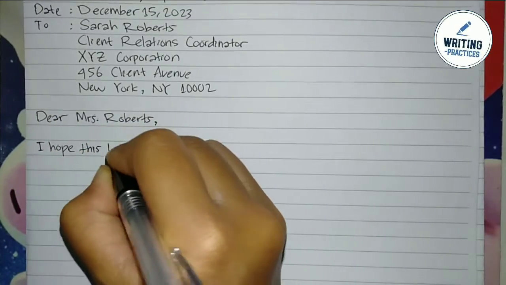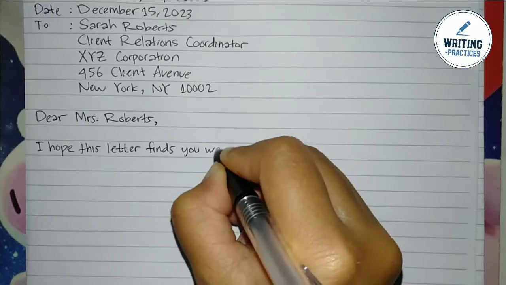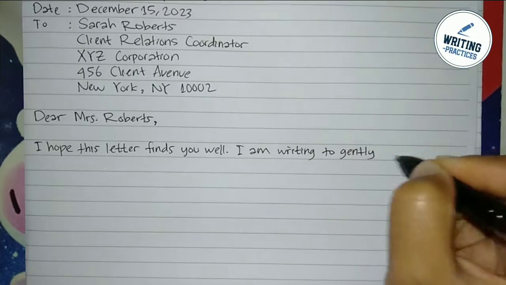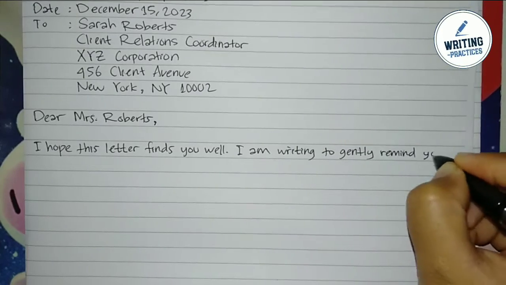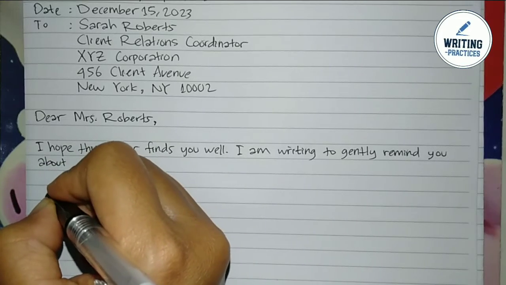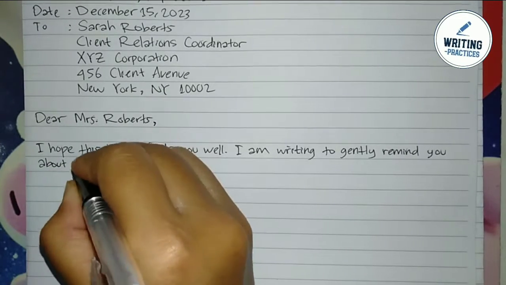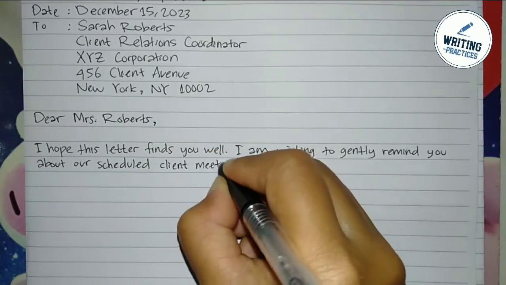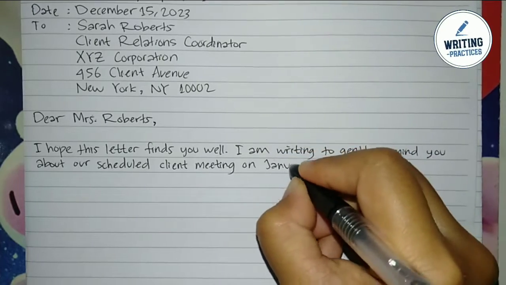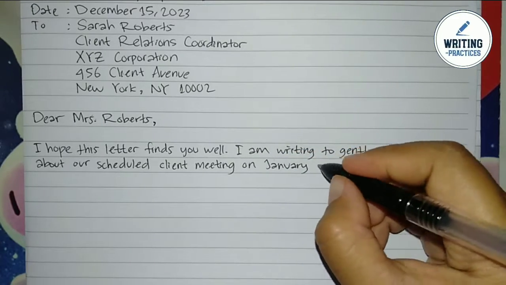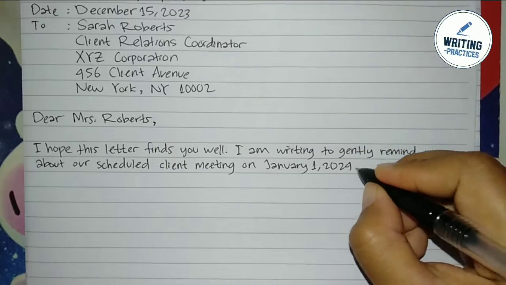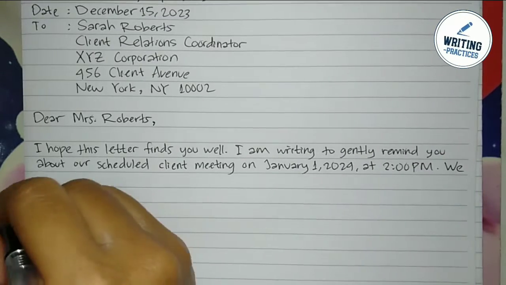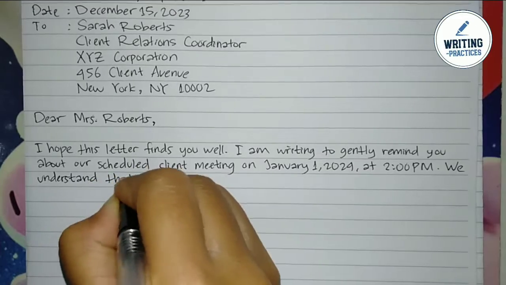In the first paragraph, it is about introduction and reminder details. Yes, you can write greetings in a polite introduction. For example is, "I hope this letter finds you well." And then, mention the purpose of the letter. Yes, it is to provide a friendly reminder. For example is, "I am writing to gently remind you about our scheduled client meeting." After mentioning the event, mention also the scheduled client meeting. Write the date, and time, and location if it is necessary. For example is, "On January 1, 2024, at 2 p.m."